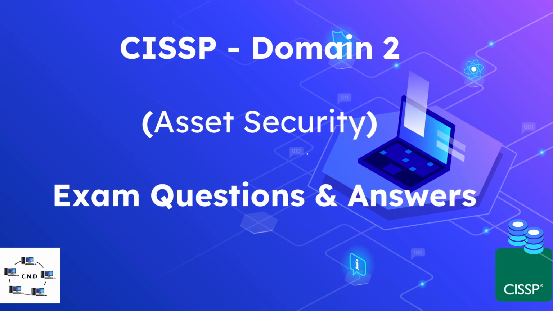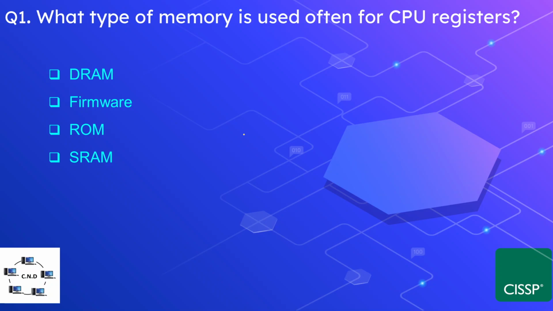In today's video we will study Domain 2, that is asset security. So let's get started. Question number 1 is: what type of memory is often used for CPU registers? The options are DRAM, firmware, ROM, and SRAM or static RAM. And the correct answer is SRAM, or static RAM, which is used for CPU registers.